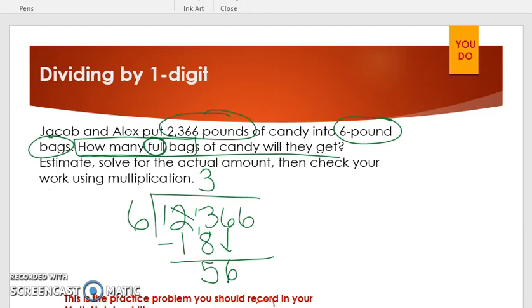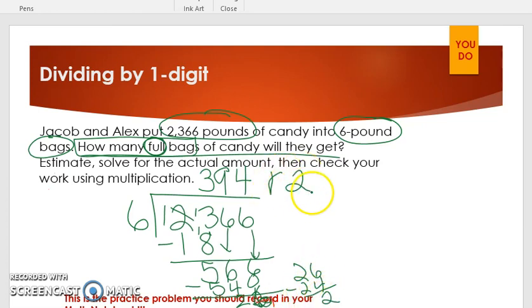6 goes into 56 9 times. 6 times 9 equals 54. And we're going to bring down our 6. Okay, so now we have 6 minus 4 equals 2. And 6 minus 0 equals 6. And then we're going to ask ourselves, how many times does 6 go into 26? 6 goes into 26 4 times. 6 times 4 equals 24. So 26 minus 24 is going to give us a remainder of 2.